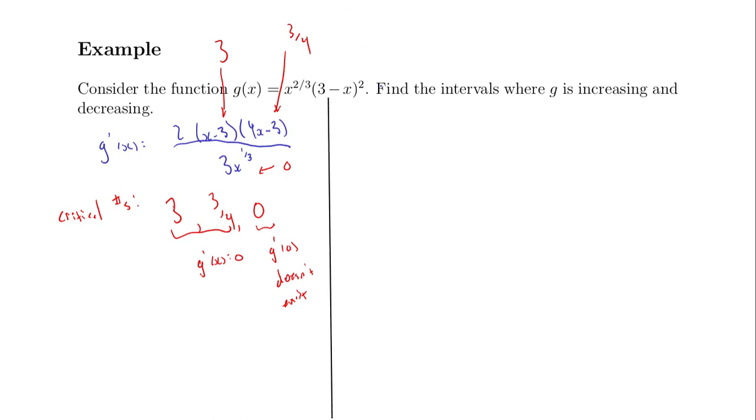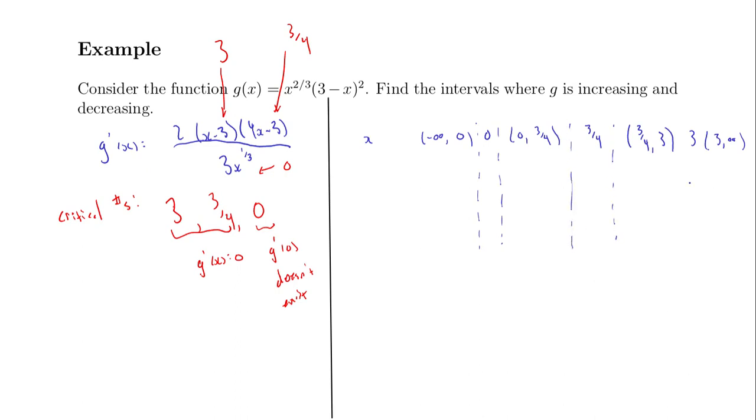What we're really going to do then is take a look at these intervals of x values from -infinity up to 0. Then we're going to look from 0 up to 3/4, and we've got our 3/4 in between. Then we're going to look at 3/4 up to 3, and then we've got our x value of 3. And then we'll look at 3 up to infinity.